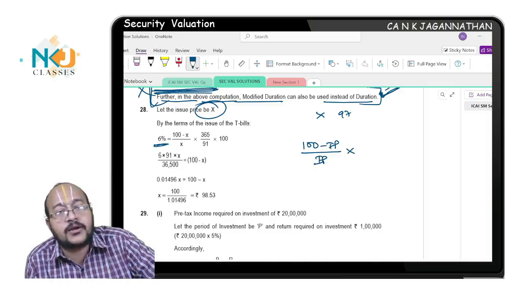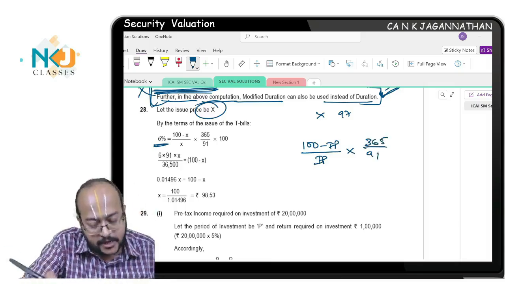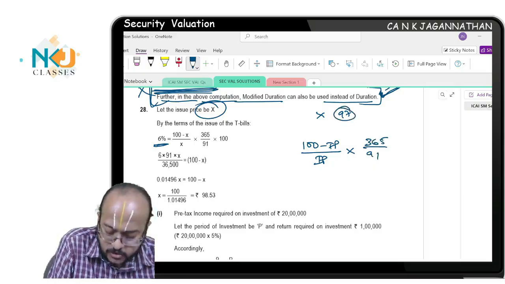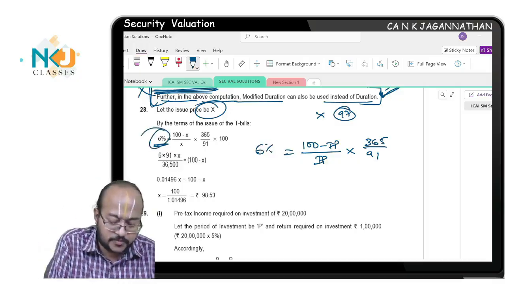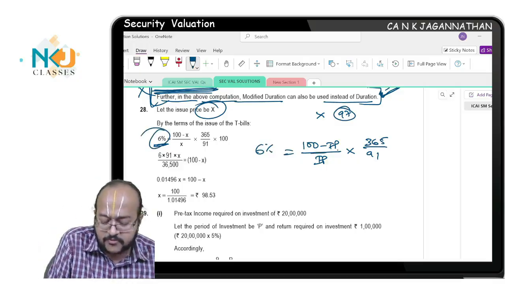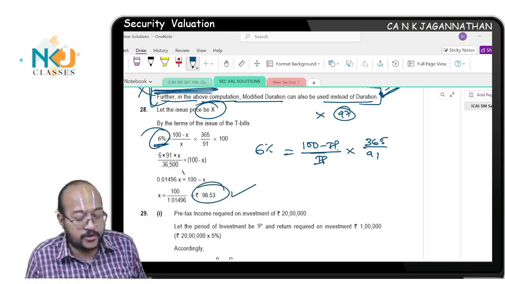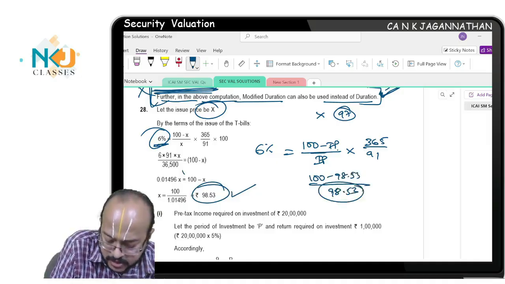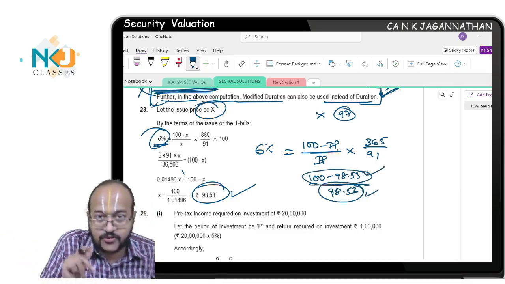But you want the annualized return, so into 365 by 91 you will do. Agreed? This is what they have done. Assume the issue price as X: 100 minus X by issue price into 365 by 91. This annualized yield is given as 6%. You equate it to 6%: 100 minus issue price divided by issue price into 365 by 91. Solve it, you will get X as 98.53, which means 100 minus 98.53 divided by 98.53. This will be the initial investment amount. You buy the security using this amount. This will be the return portion, the differential portion.